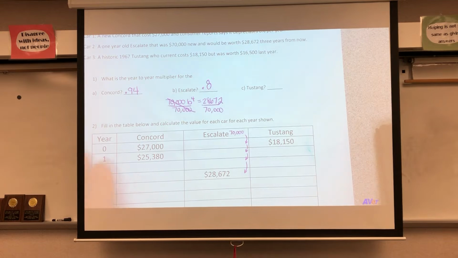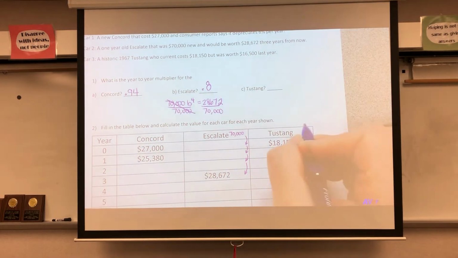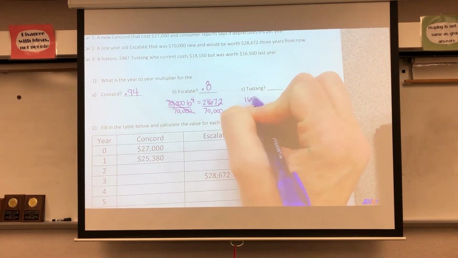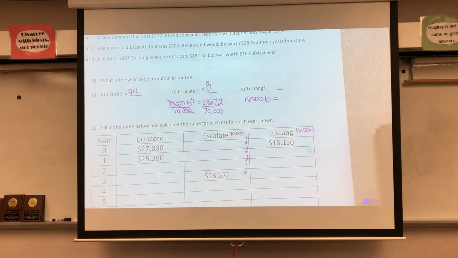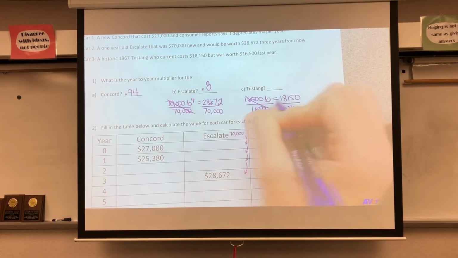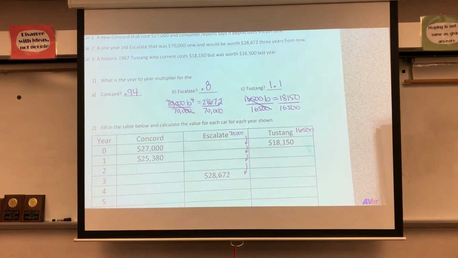All right, let's talk about our Mustang. A historic 1967 Mustang, which currently costs this, but was worth 16,500 in year 0. So it's actually getting more money. It's appreciating. Since that's a little simpler problem, 16,500 times the multiplier once will be 18,150. I can just divide, and you can see your multiplier will end up being 1.1. Again, it's getting more every time.